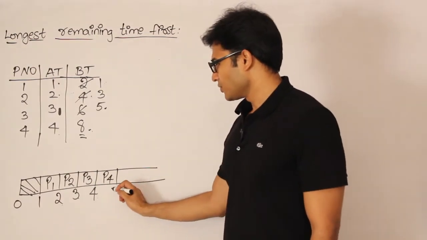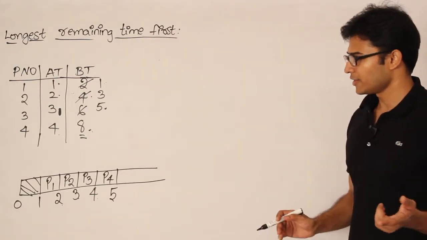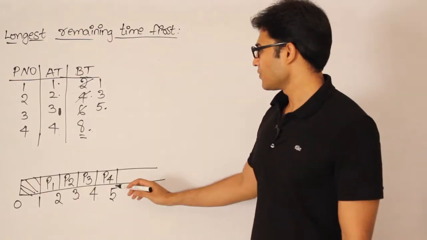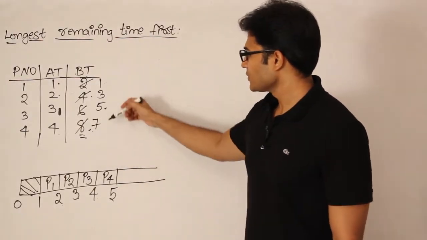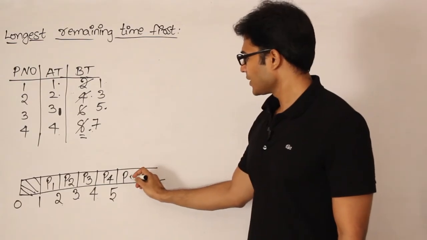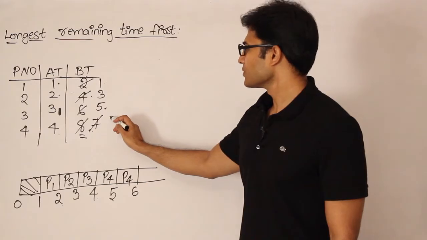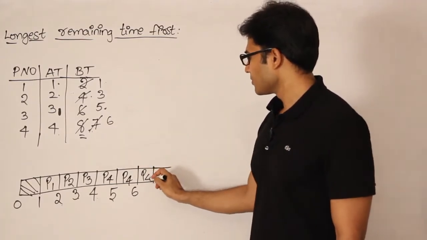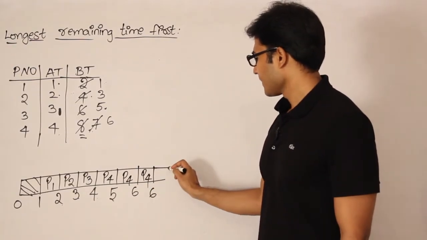Now I'll run it for only 1 unit, so that it will be easy for you to understand. Actually I should have run it for more units, but to make things simple, I'm running it for 1 unit, P4. Then what happens? This one will become 7. Now which one is the longest? Again P4. Therefore I'll again pick P4 and run it for 1 unit, right? Then it is going to be 6. And again the longer one is P4. Let me pick P4 itself and run it for 1 more unit.